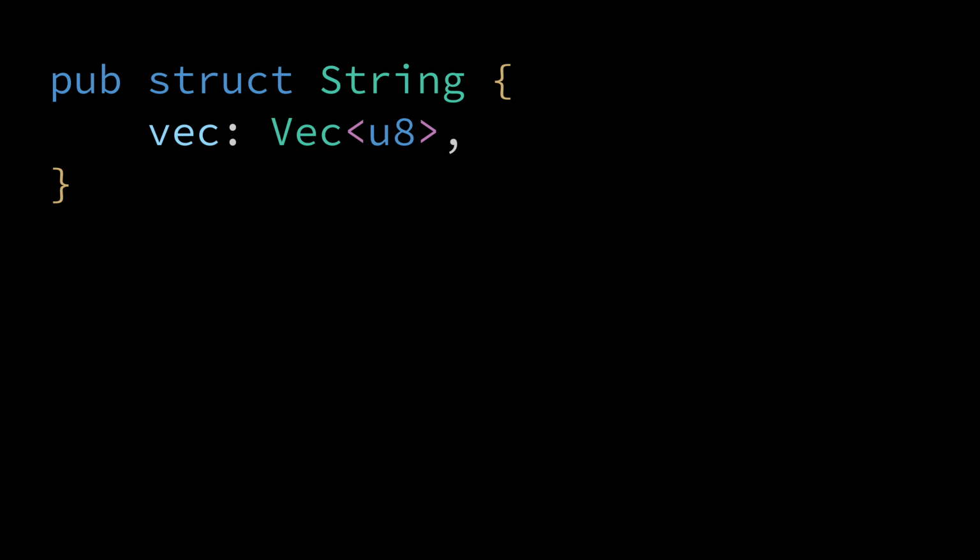And by the way, guess what you'll find if you go looking at the source for the string type? Yep, internally it's just a vec of bytes, but of course the API provided by string maintains the constraint that those bytes must always be valid UTF-8.